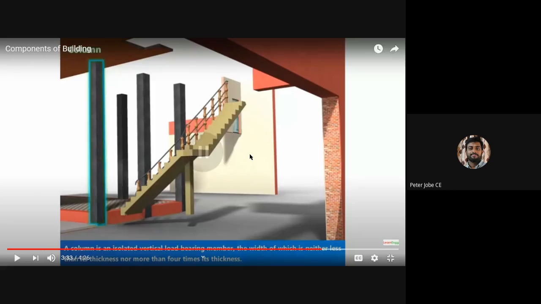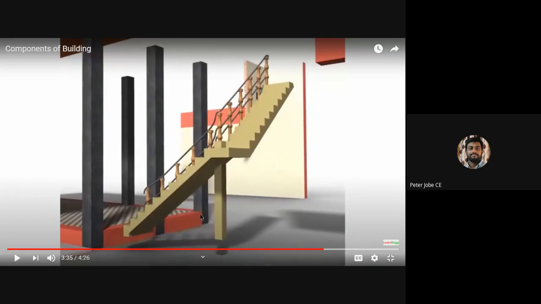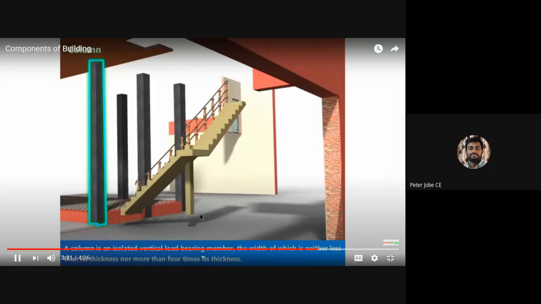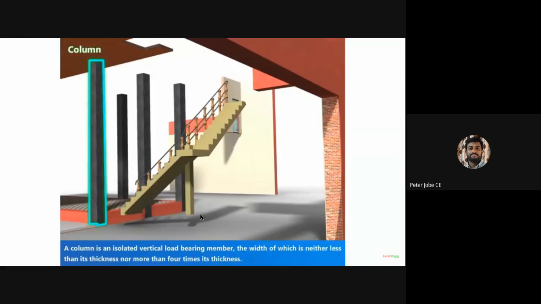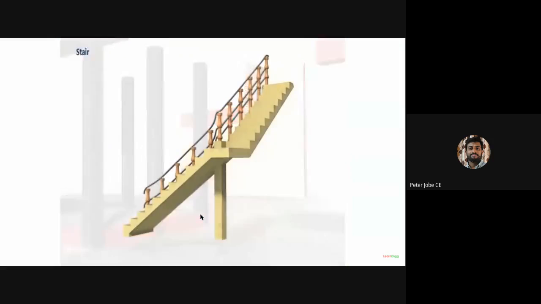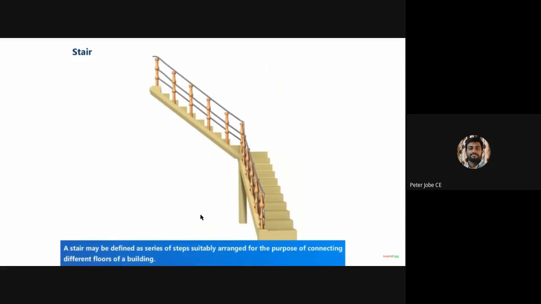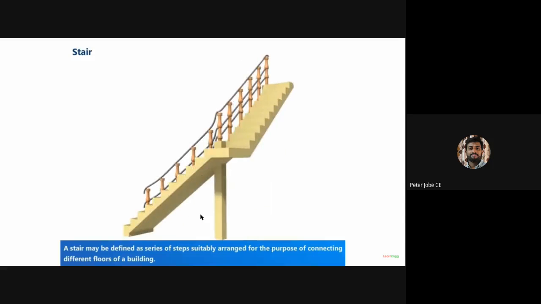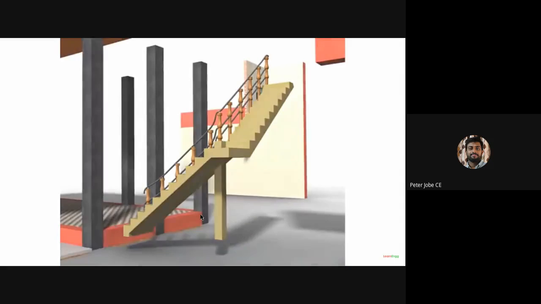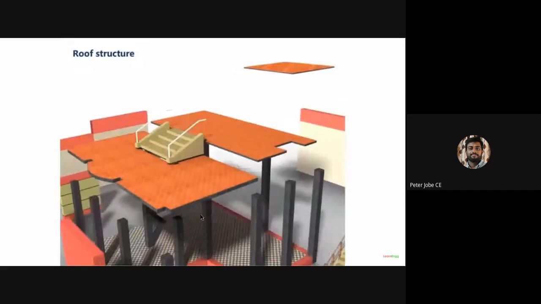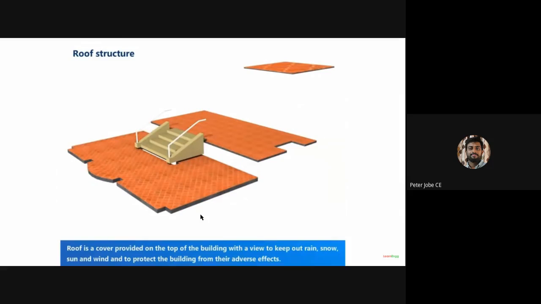So you can see its actual definition. A column is an isolated vertical load bearing member, the width of which is neither less than its thickness nor less than 4 times the width. You already know all these things, but you need to know the terminology of all these parts and components.